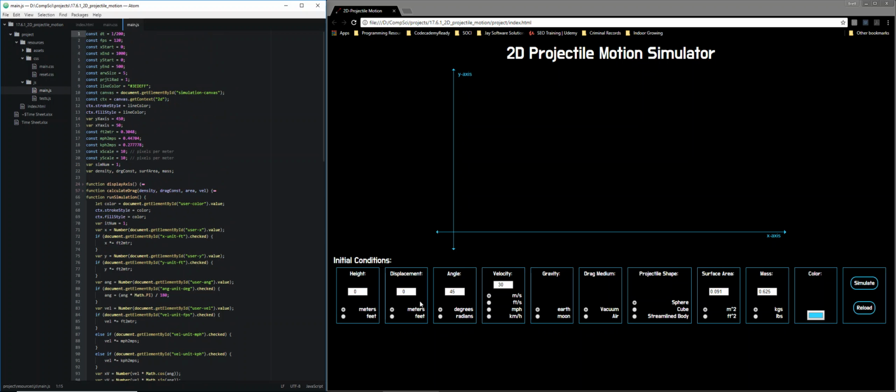So I'm going to go over very quickly what each of these initial conditions will do, and then we will run a few simulations and see how accurate our simulator is. So this first initial condition is our height. That is going to be our starting position along the y-axis. Then we have our displacement, that's our starting position along the x-axis. Our angle is with respect to the x-axis, so 45 degrees is going to be something like this. We have our velocity, that's our initial velocity.